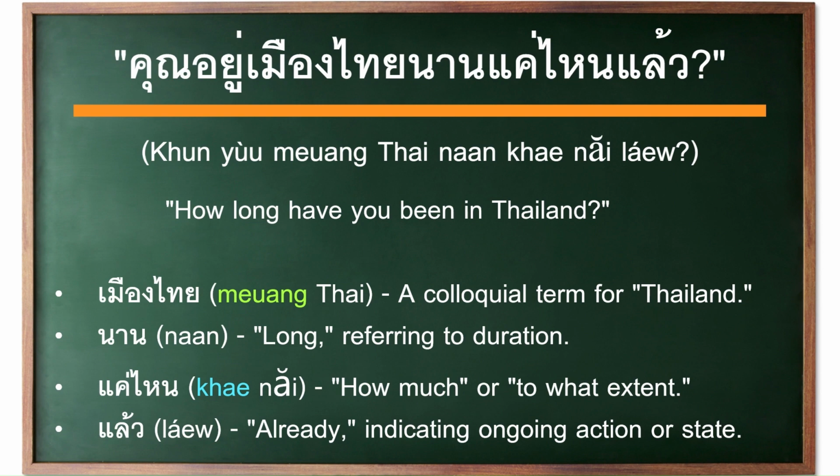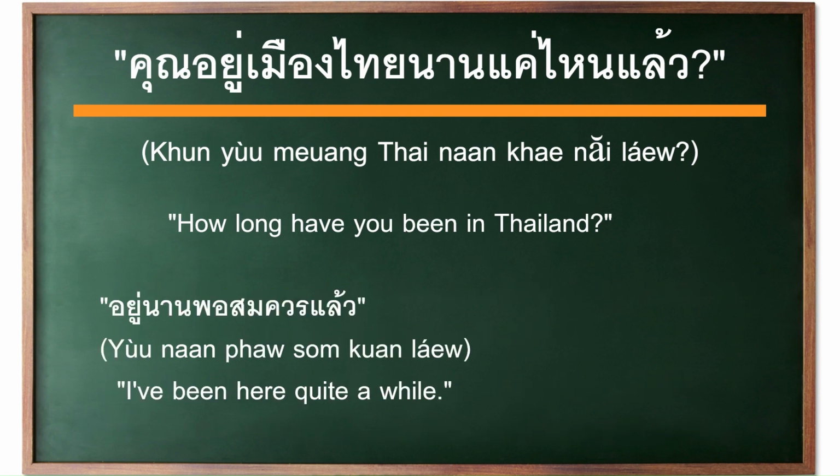แล้ว is commonly used to indicate that an action has occurred or a state has been reached and is still relevant or continuing up to the present. It can translate to already, yet, or now, depending on the context. In this sentence, it suggests that the action of living in Thailand has started in the past and continues to the present moment. If you've been in Thailand for a significant but unspecified period, you might say, อยู่นานพอสมควรแล้ว. I've been here quite a while.